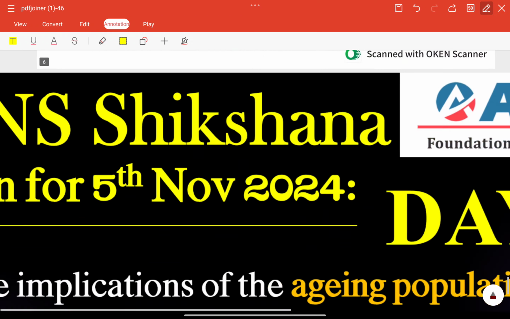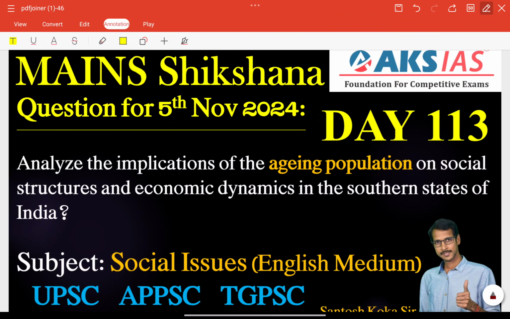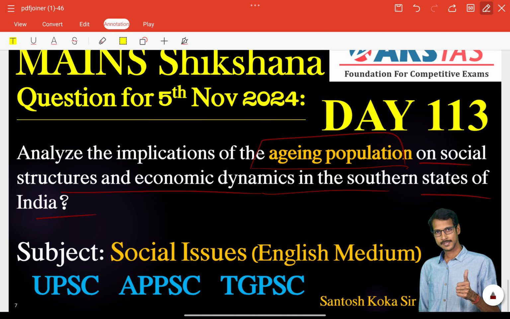So anyhow, very good. Next, coming to Day 113, the Main Section of the Free Initiative question for 5th November 2024: Analyze the implications of the aging population on social structures and economic dynamics in the southern states of India. The subject is related to social issues, very important. Recently, we have seen this particular issue in the news, especially in the southern part, right? Southern states of India. Very, very important for the upcoming APPSC Group 1 Mains examination and UPSC examination. So let's write your answer and upload it in the AKS app. Thank you very much. All the very best.